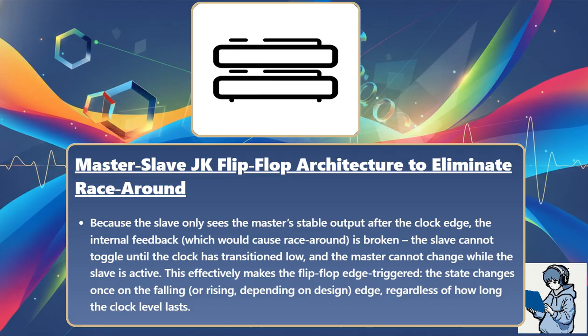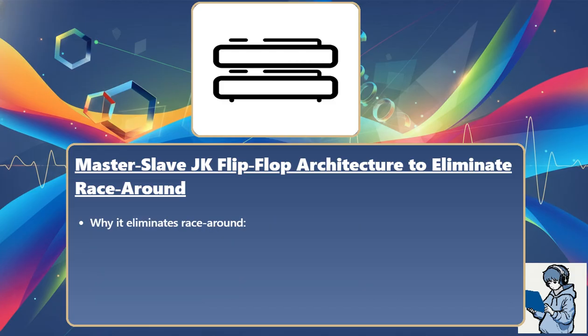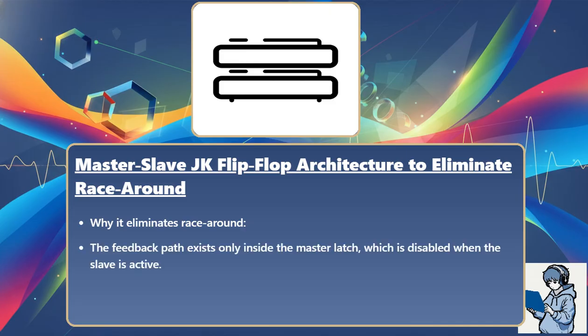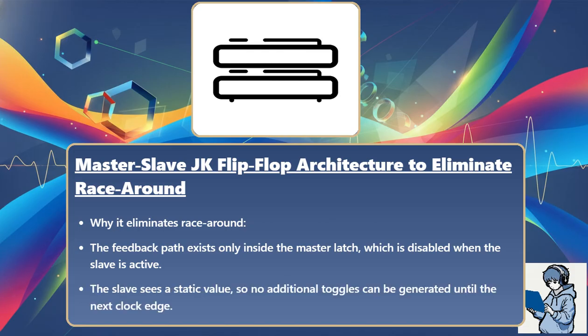The slave cannot toggle until the clock has transitioned low, and the master cannot change while the slave is active. This effectively makes the flip-flop edge triggered. The state changes once on the falling or rising edge, depending on design, regardless of how long the clock level lasts. Why it eliminates race around: the feedback path exists only inside the master latch, which is disabled when the slave is active. The slave sees a static value, so no additional toggles can be generated until the next clock edge.